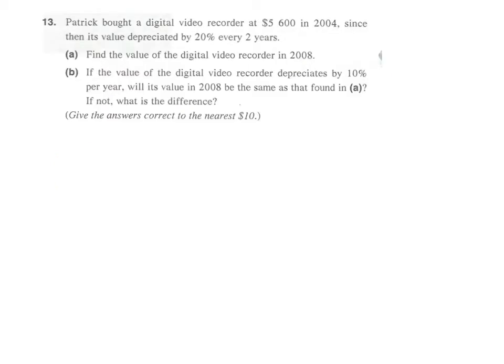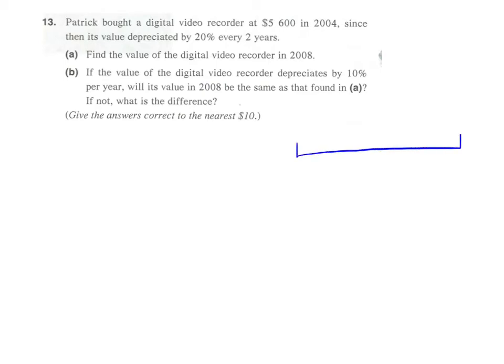Well, let's look at one more example from question number 13 of your textbook exercise. Patrick bought a digital video recorder at $5,600 in 2004. And its value depreciates by 20% every 2 years. Part A. Find the value of the digital video recorder in 2008. And to make the picture a bit more clear, we can simply draw a timeline to illustrate the story.